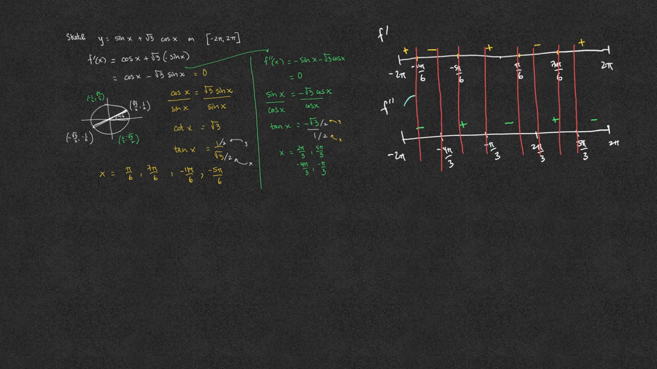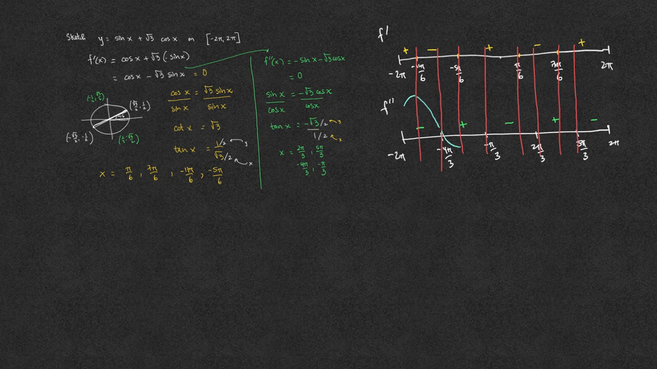From negative 11 pi over 6 to negative 4 pi over 3, the function is decreasing because f prime is negative, and concave down because the second derivative is negative: decreasing and concave down. From negative 4 pi over 3 to negative 5 pi over 6, the derivative is negative, so the function is decreasing, but the second derivative is positive, so the graph is concave up: decreasing and concave up.